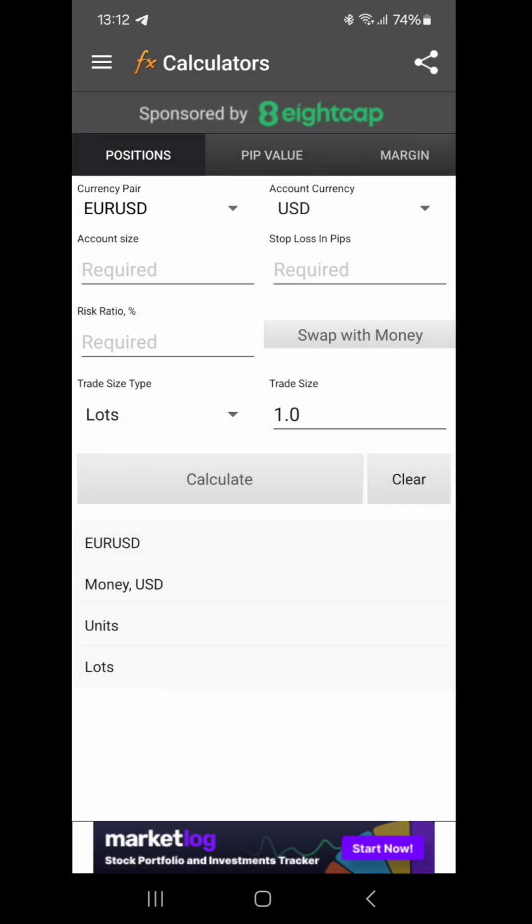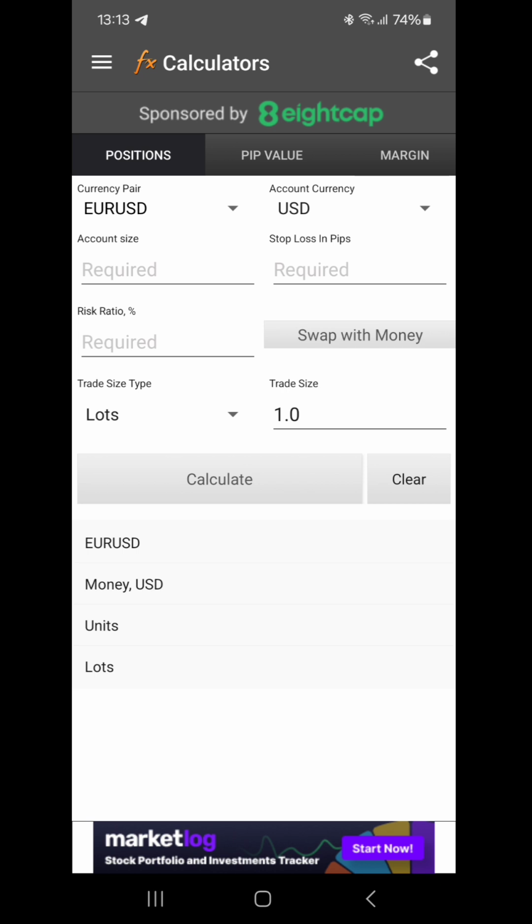Hit that. When you hit that, under here, you see three things: positions, pip value, and then margin. Now here is going to cover everything that we talked about. We see here the currency pair, the account currency, the USD. Any asset that you are trading, that particular currency will be there. In my case, it's EUR/USD. And then we have the account size. Then we have the stop loss, the risk percentage, the swap with money, that will not be the concern. Then we have the lots. When it comes down, you see calculate, clear, and then the pair down here.